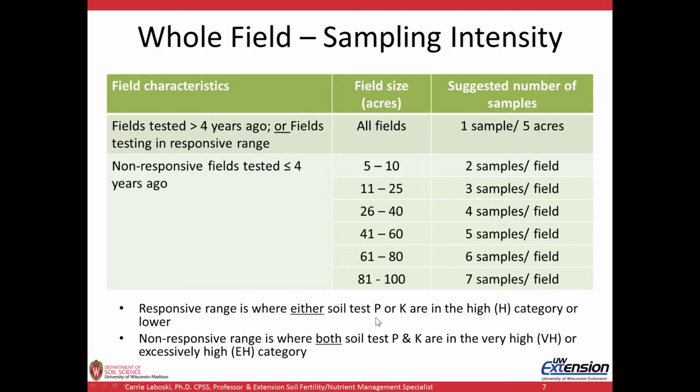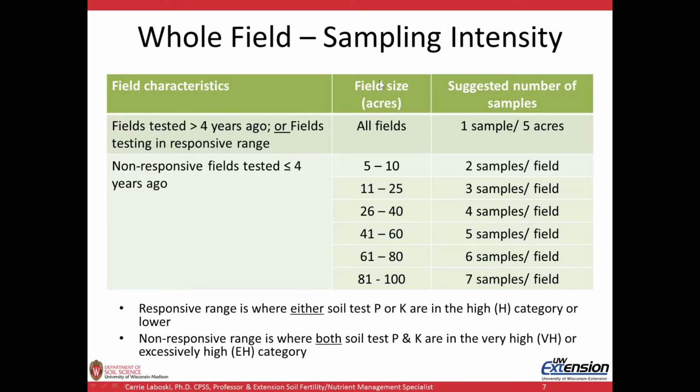Well, responsive range is where either soil test P or K are in the high category or lower. We're going to have nutrient recommendations here. So this is the responsive range. It doesn't matter what size field you have. The suggested number of samples to take is 1 sample per 5 acres. Okay, so if you have a 20-acre field and you want to sample this way, 20 acres divided by 5 acres, that would mean you'd take 4 samples in that field.